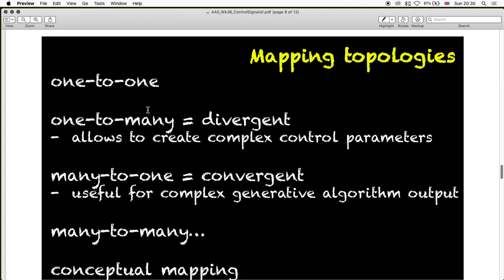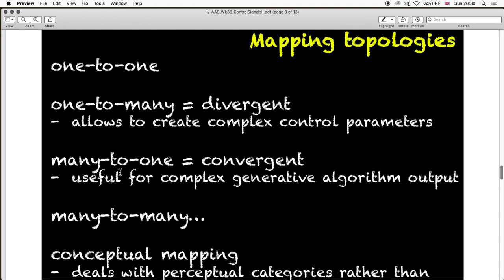So this is how we distinguish, how we name these things. These are the topologies of mapping. We have one-to-one mapping, means one thing controls one thing. One-to-many, what we call divergent mapping, which is really powerful for complex control. And we have many-to-one, which can be very useful if you have complex generative algorithms. So typically you can come up with a generative algorithm that has 20 output signals, but you have a synth that has only 3 or 4. So you can do similar things to combine these signals as well.